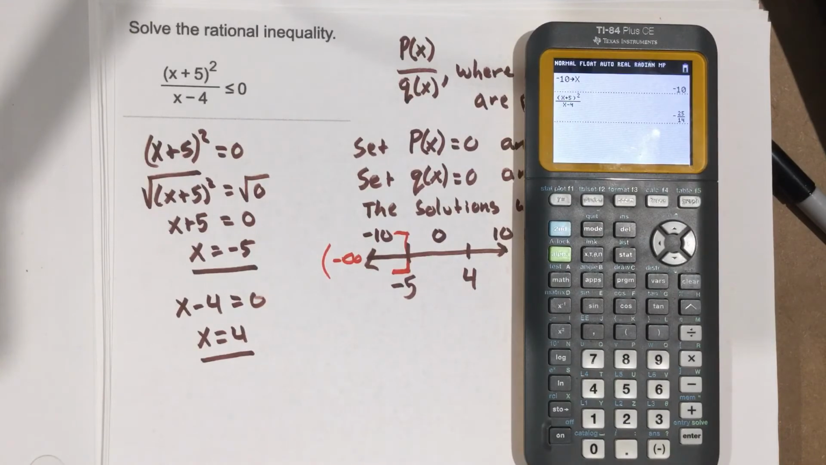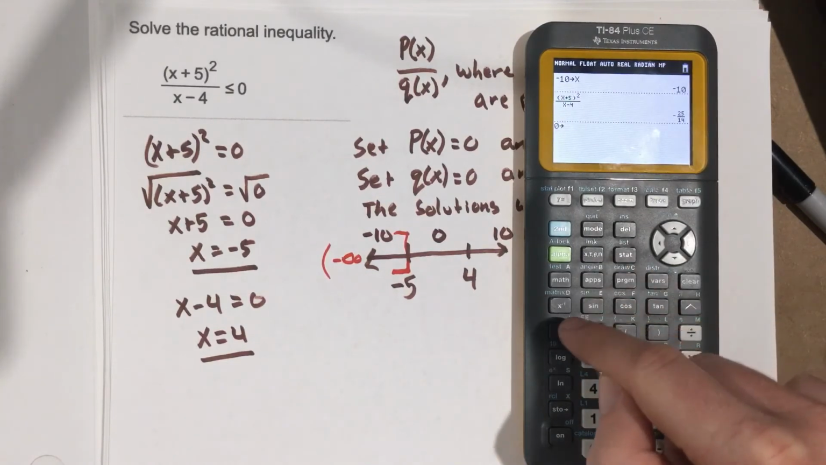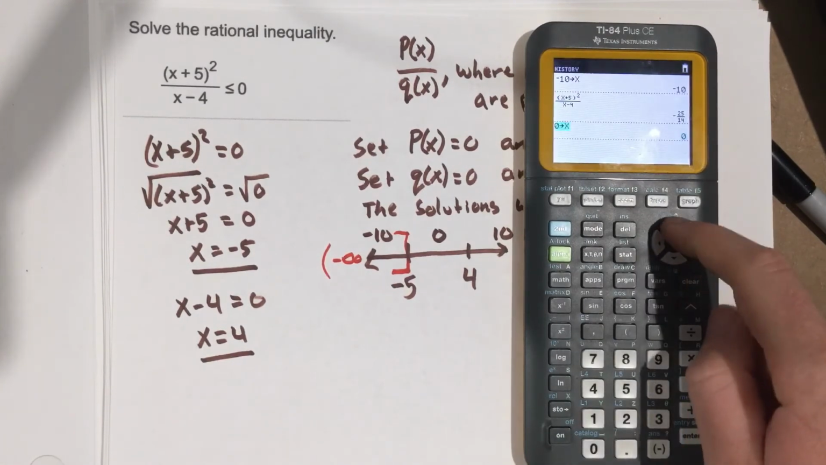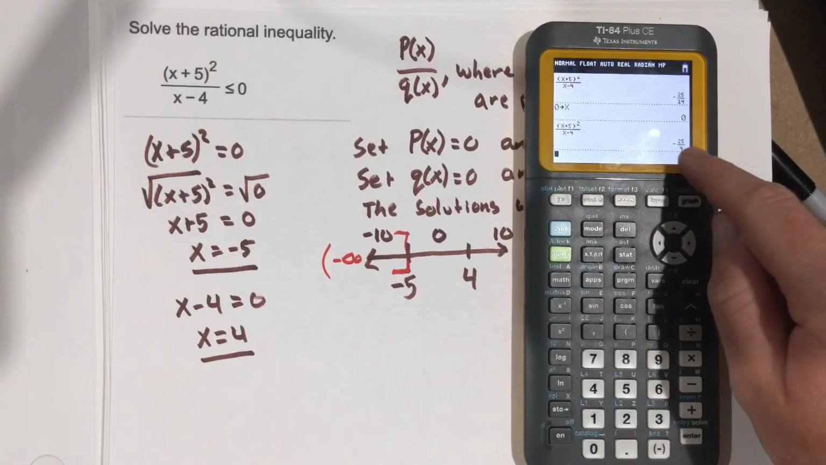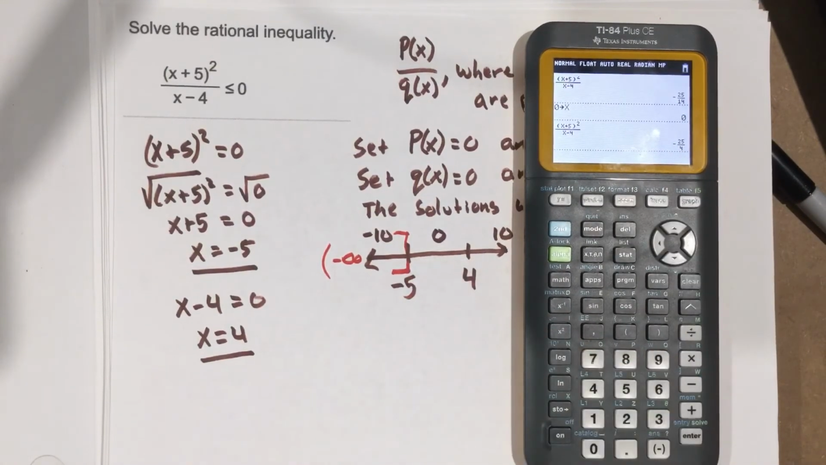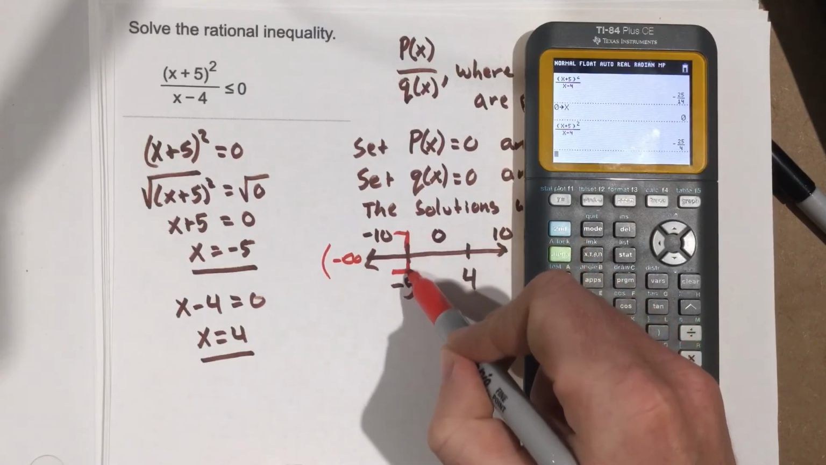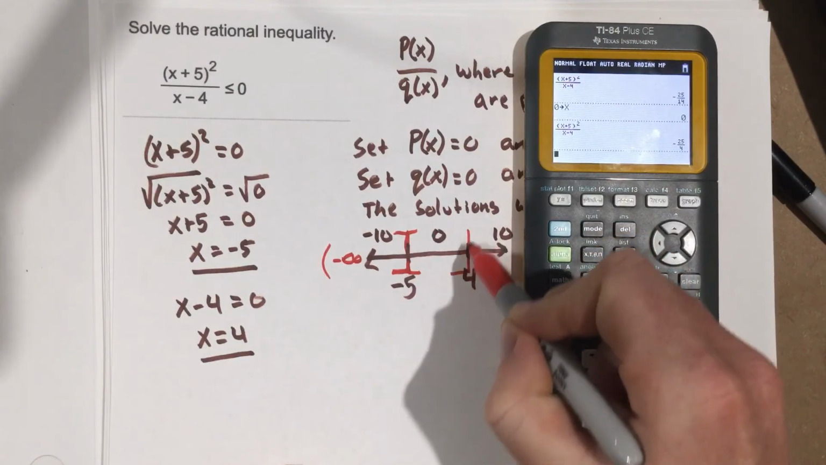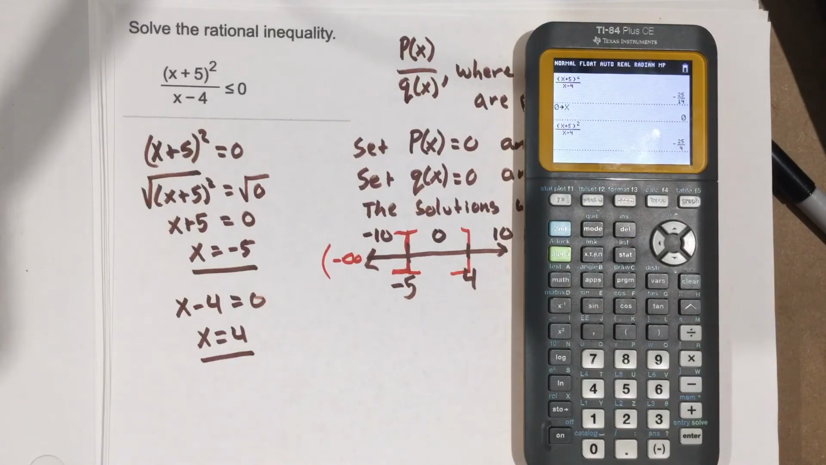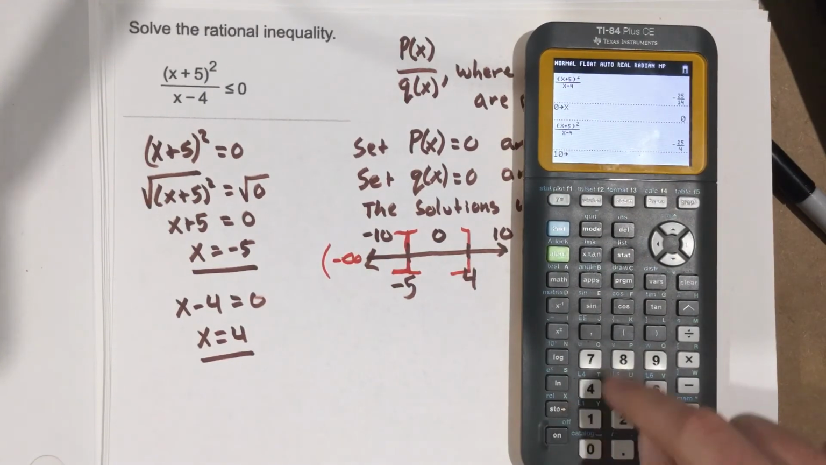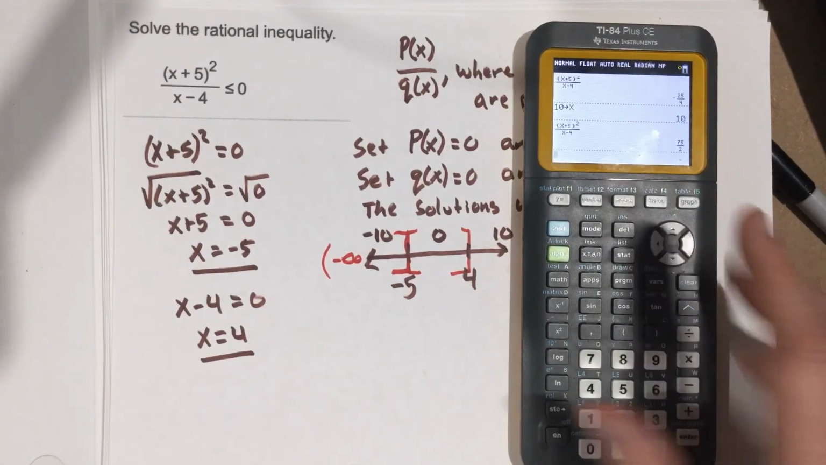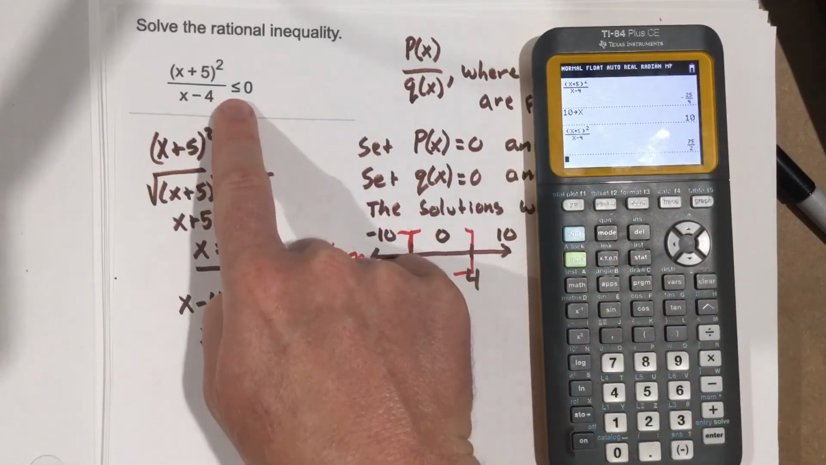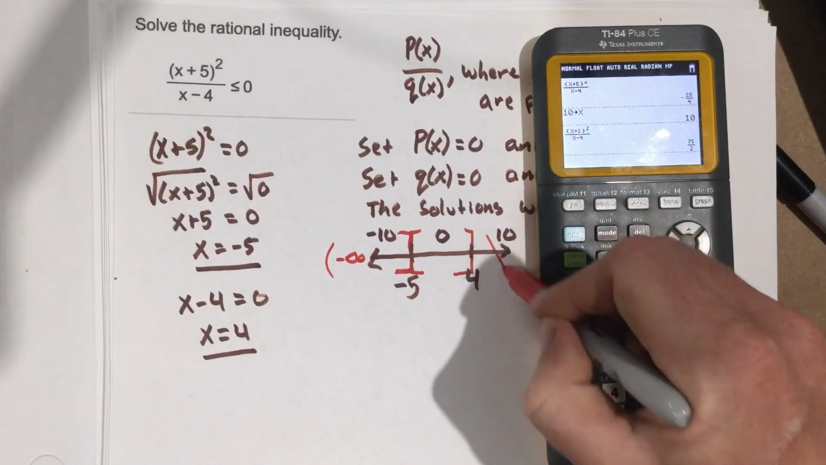Now I'm going to plug 0 in. So we're going to have 0 stored as x. Grab that equation again, and we get negative 25 over 4. So we still get a negative number, so actually anything in here works too. So I'm going to go ahead and bracket this. And then finally I'm going to take 10 and I'm going to store it as x. And then grab that equation. And I get a positive number, and a positive number is not less than 0. So anything out here does not work.